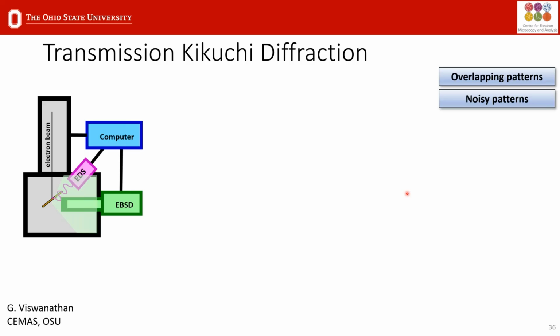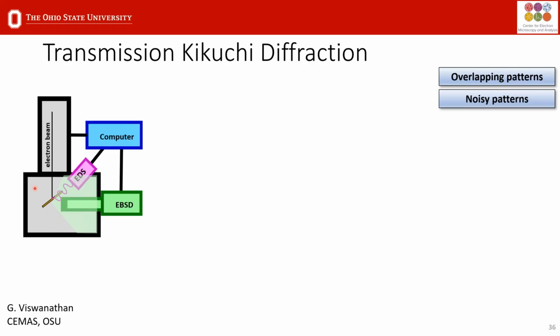Now, to improve the spatial resolution of your EBSD analysis, instead of analyzing a bulk sample where the electron beam penetrates into the material and forms an interaction volume on the order of 50 to 100 nanometers in size, what you can do is to analyze thin foils or thin samples in the scanning electron microscope.